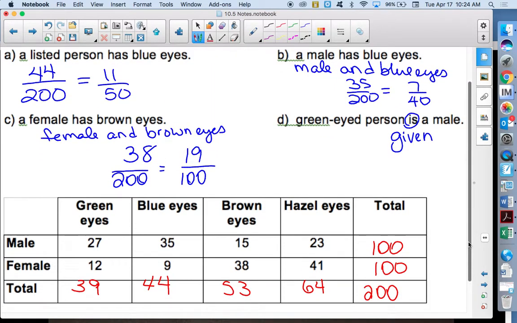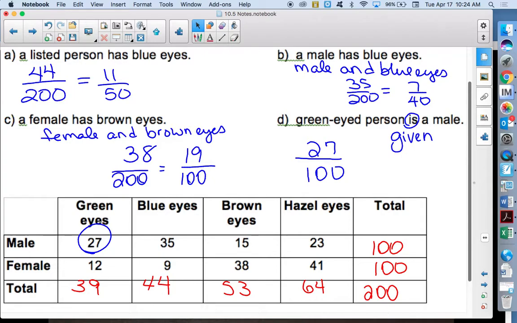So you need to have the both part on the top out of whatever's given on the bottom. Would it be 27 because that's the green-eyed people, and then 100 because it's all males? No, the males. So the green-eyed males are 27. The total number of males, which is our given information, not the condition, would be 100. And I don't think that reduces. Questions?